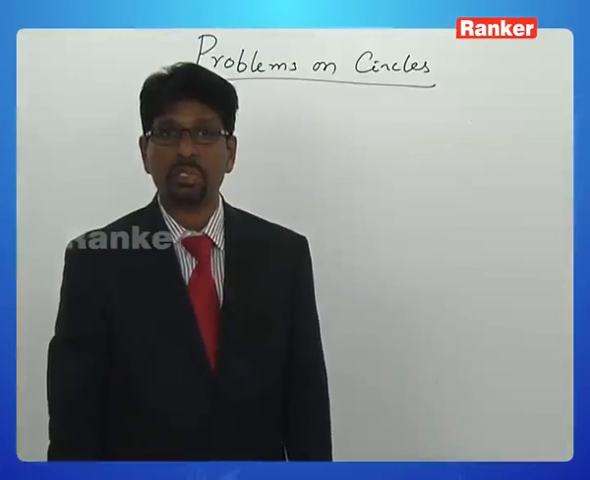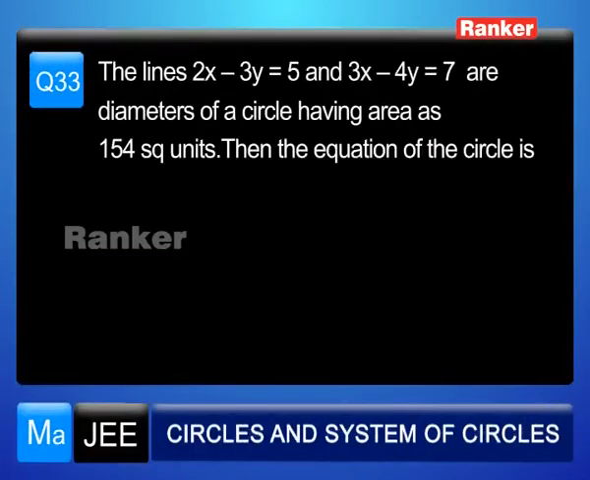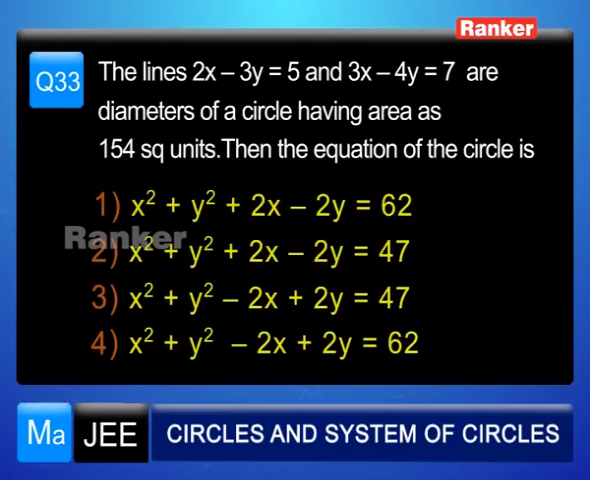Let's move on to the next question. Question number 33. The lines 2x minus 3y equal to 5 and 3x minus 4y equal to 7 are diameters of a circle having area 154 square units. Then the equation of the circle is, first option, x square plus y square plus 2x minus 2y equal to 62. Second option, x square plus y square plus 2x minus 2y equal to 47. Third, x square plus y square minus 2x plus 2y equal to 47. Fourth, x square plus y square minus 2x plus 2y is equal to 62.